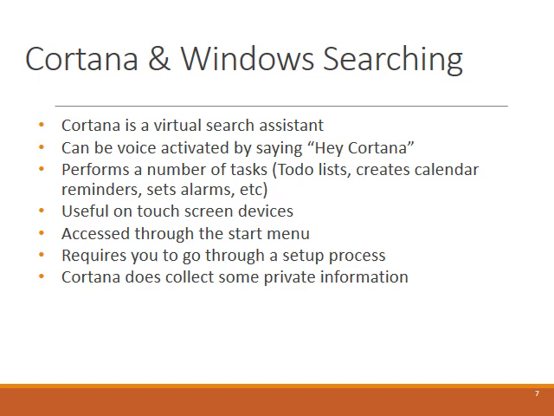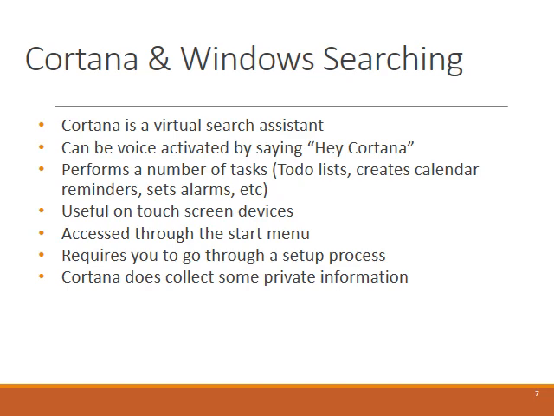So let's talk about Cortana and Windows searching. Cortana is a virtual search assistant, very much like OK Google or Siri if you've ever used one of those on your mobile phone. It can be voice activated by simply saying, "Hey Cortana." It performs a number of tasks: you can create to-do lists, calendar reminders, and set alarms. A lot of the utilities you can use with Microsoft's competitors' virtual assistants, you can do with Cortana as well.